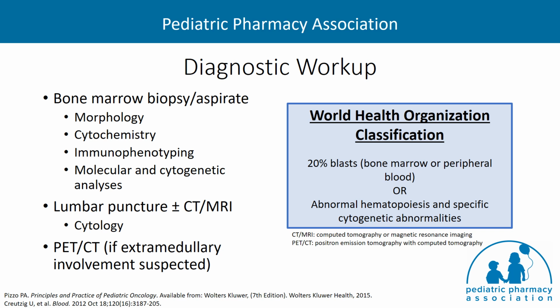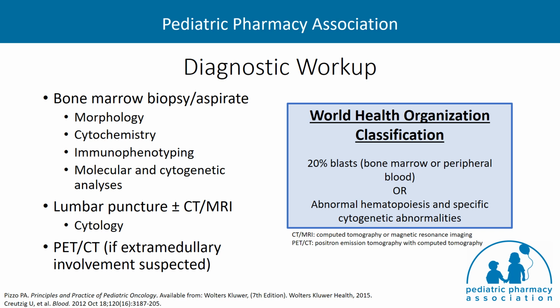Per the World Health Organization classification, at least 20% blasts, either in the bone marrow or peripheral blood, are required, or abnormal hematopoiesis and specific cytogenetic abnormalities, for this formal diagnosis.